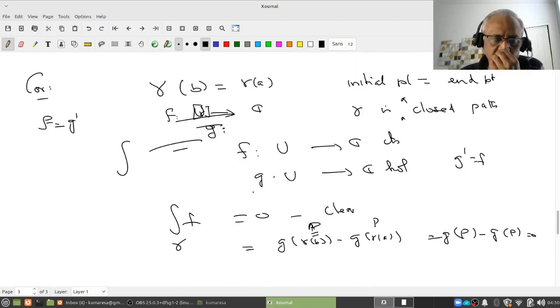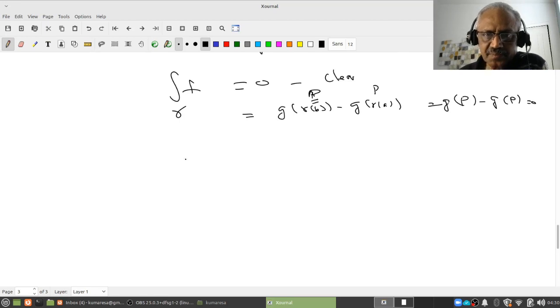And the second thing is, suppose I have a path gamma which is a closed path. What does that mean? The initial point equals the end point, that is gamma(b) is the same as gamma(a). So let us start with the function f which is continuous from U to C, and g is a holomorphic function from U to C such that g' equals f. Then the integral of f over the closed path is 0. That is very clear, because the integral of f will be g at the terminal point minus g at the initial point, but the initial point is the same as the terminal point, g is a function, therefore the value is 0. Is that clear? So these are the applications.